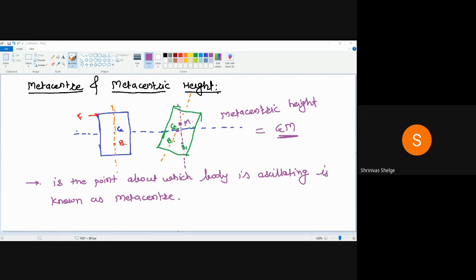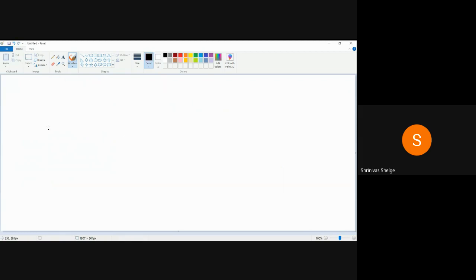Okay. So we'll move towards the next point, and that is nothing but the stability of the floating body, submerged or floating bodies. This is the last point.